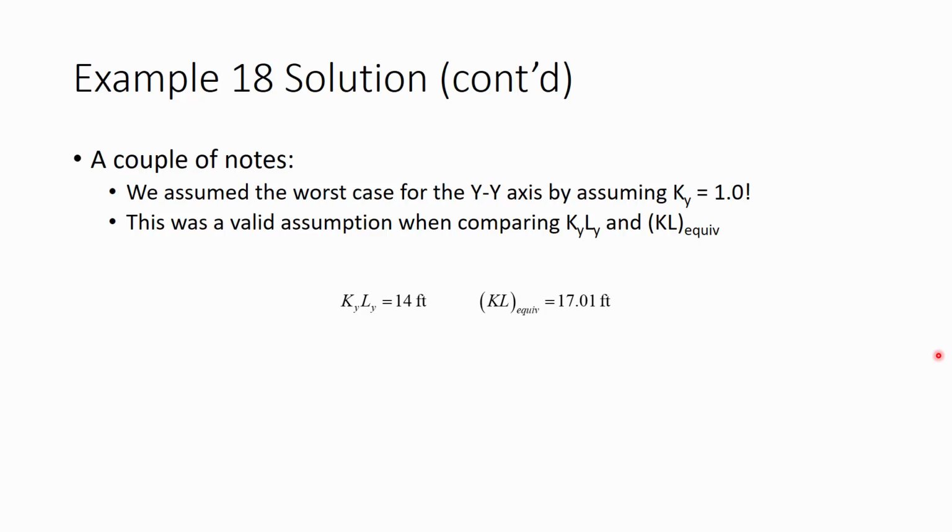So I guess the point I want to make here is that the assumption that K is 1 along the y-axis was a completely valid assumption for this example, not just because it makes behavioral sense, but because it didn't matter what was going on with the y-axis. The x-axis governed, as you can see here.